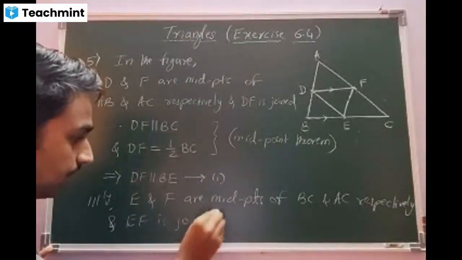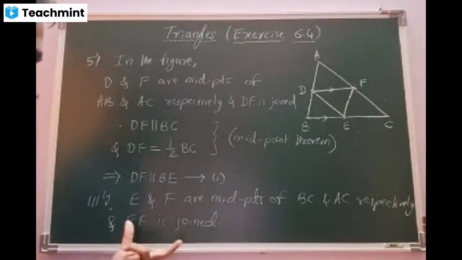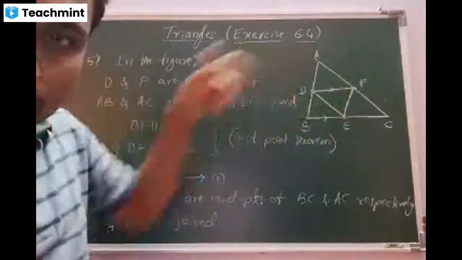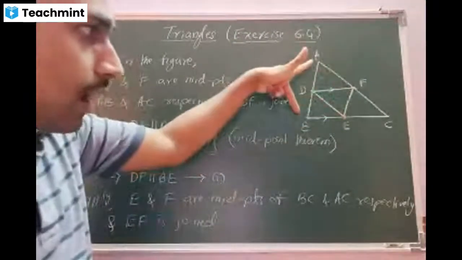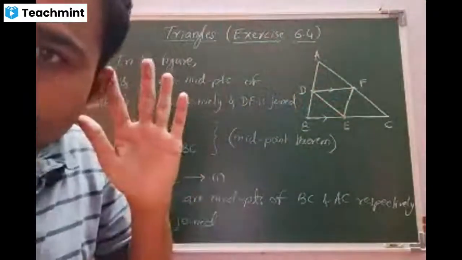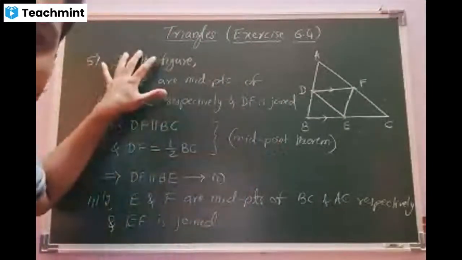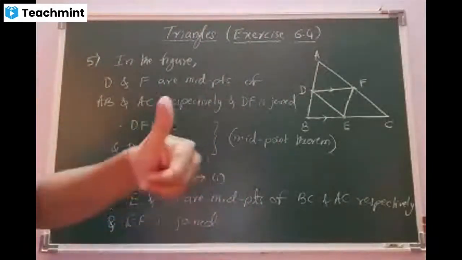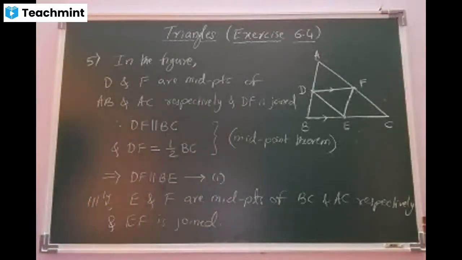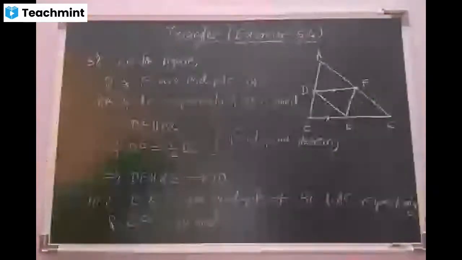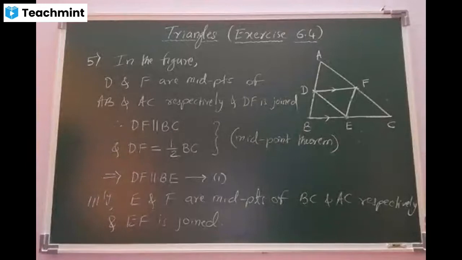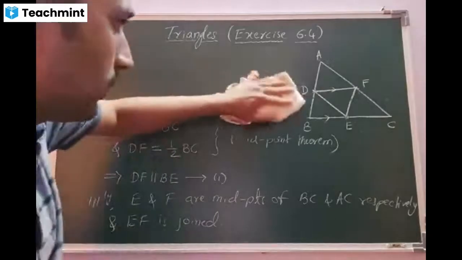Parallel to it. So what can I write, beta? Therefore, EF is parallel to AB and EF is half of AB. Am I right? Yes, sir. Copy fast. I will continue. Copy till here. Quick. Do it fast. Done, sir. Yes, sir. Let me write the step.